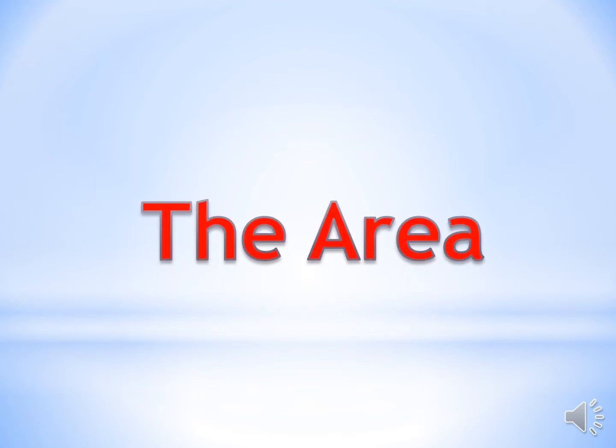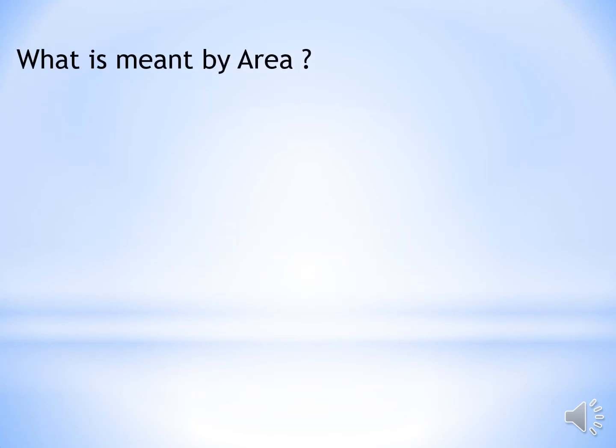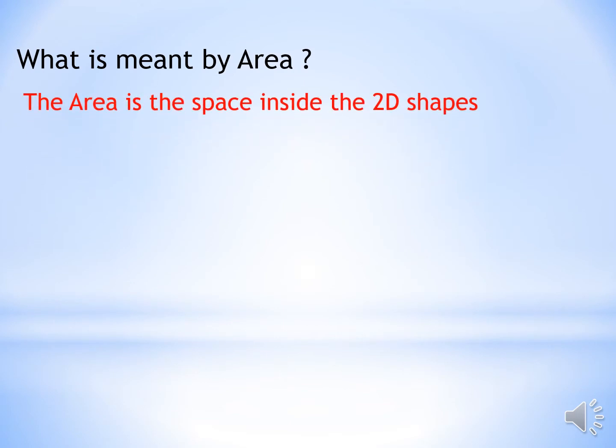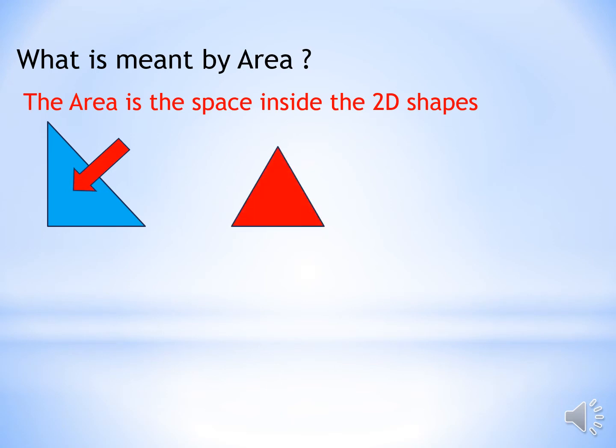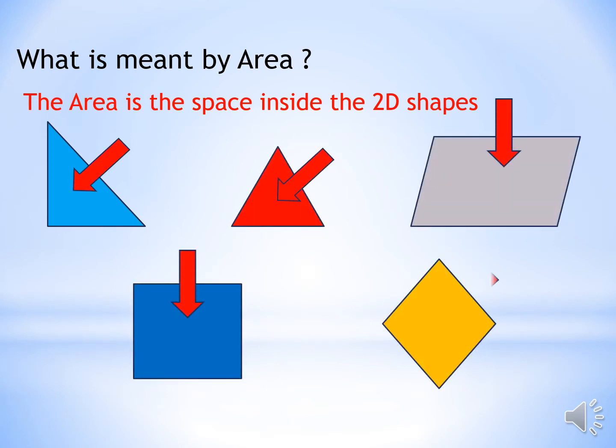The area. What's meant by area? Area is the space inside the 2D shapes. Here in this triangle, parallelogram, square, and rhombus, the area is the space inside these shapes.